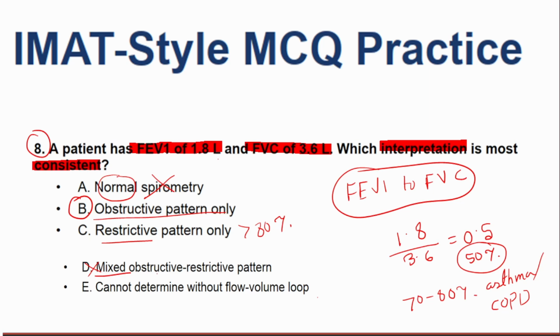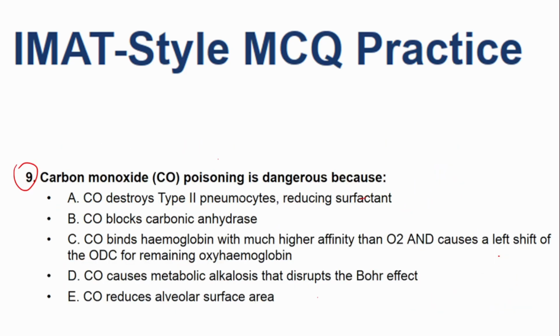Finally, option E is a distractor. While a flow volume loop is helpful, these absolute numbers give us more than enough data to find the obstructive defect. Moving naturally into question number 9, we encounter a classic toxicology topic with major physiological consequences.